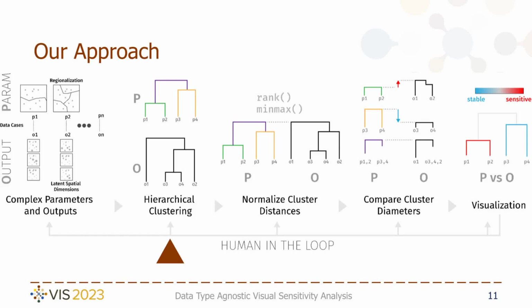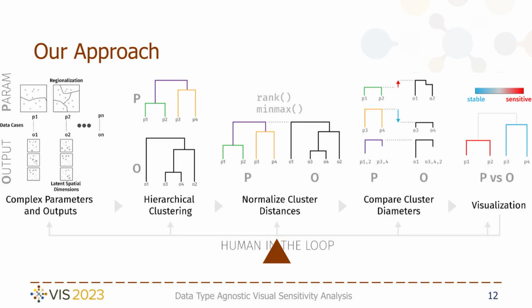Next, we do a bottom-up hierarchical clustering for parameters and outputs separately. Any non-flat clustering works here. We chose bottom-up because it's simple to explain and implement. The advantage of hierarchical clustering is that we find all clusters and can enumerate them.